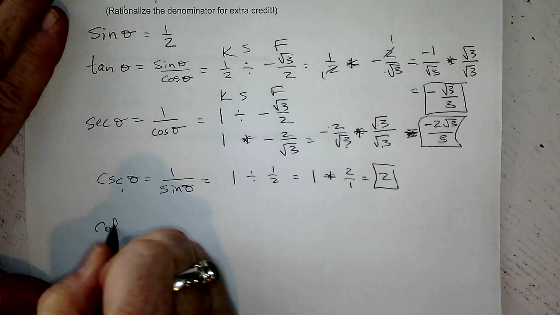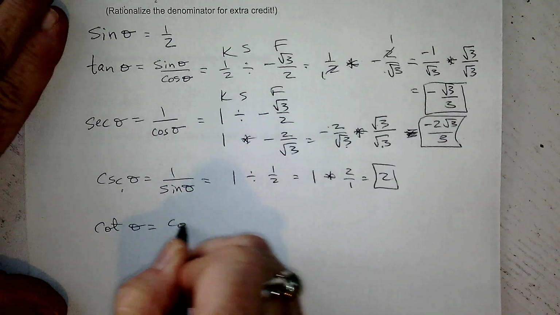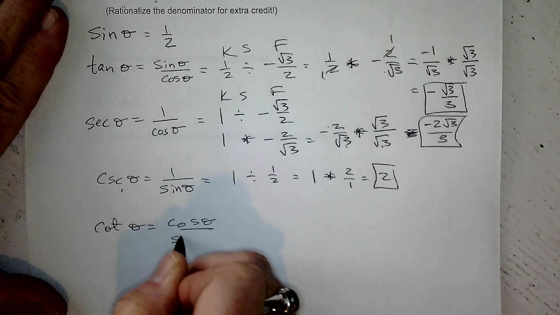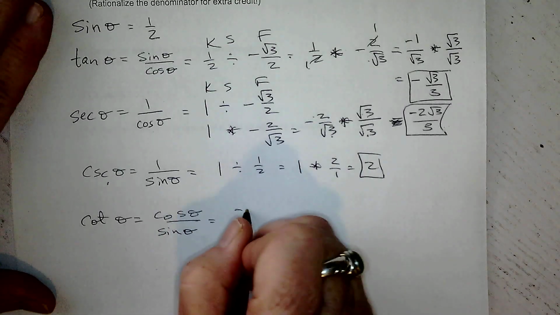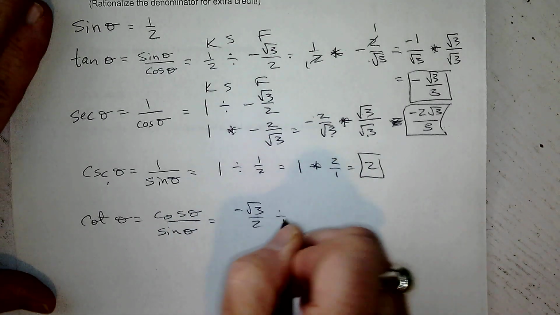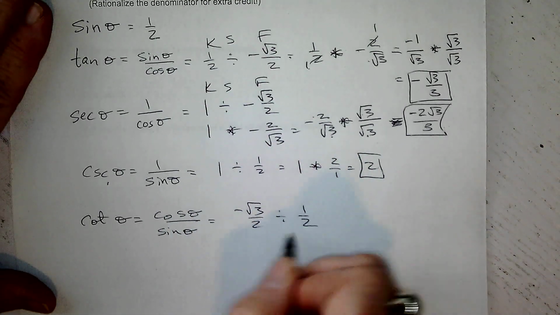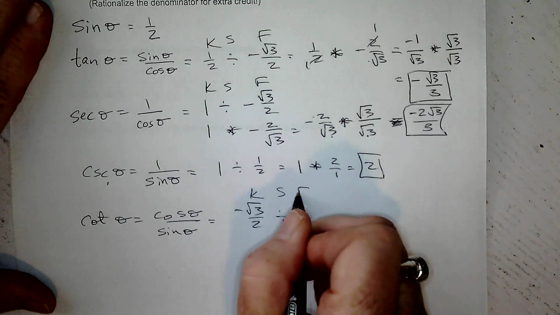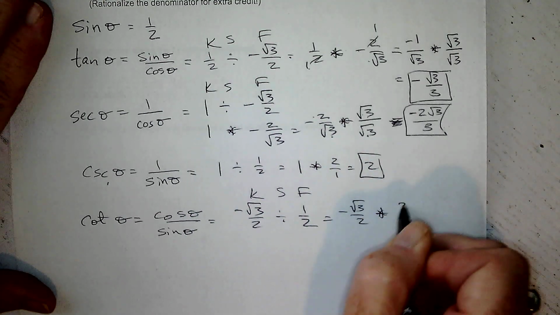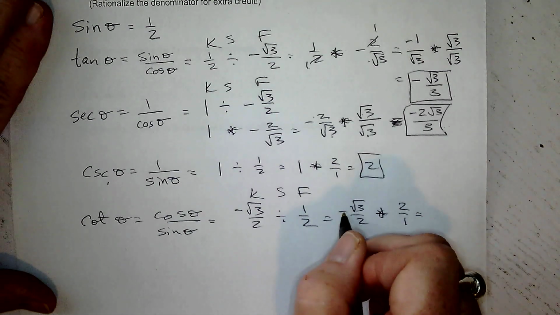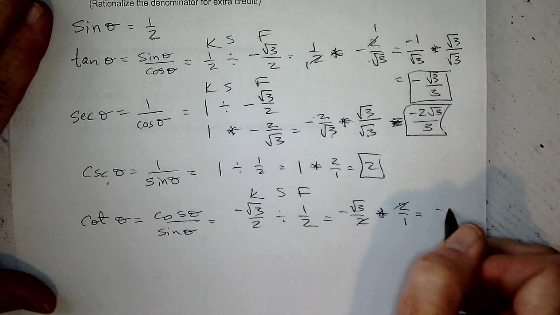And then lastly is cotangent, which is cosine of theta over sine of theta. Cosine is negative square root of 3 over 2. Divide that by 1/2, which is your sine. Keep, switch, take the reciprocal. All right, 2's are gone. We're left with negative square root of 3.